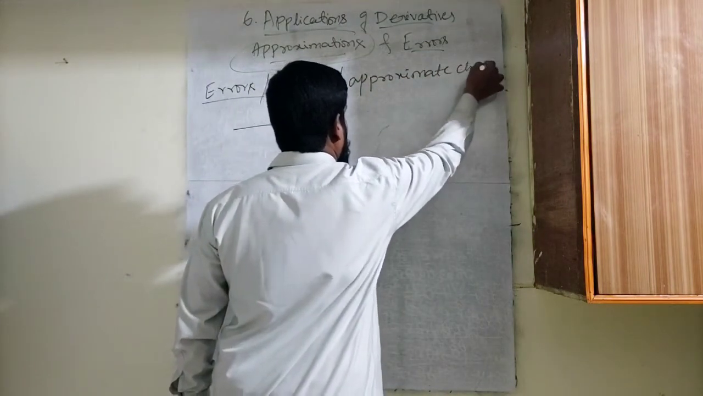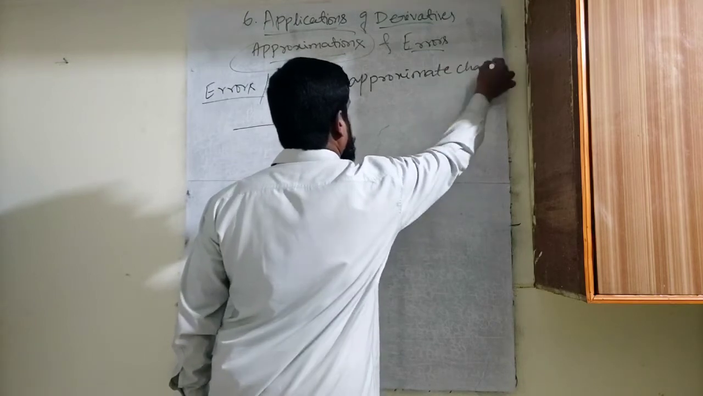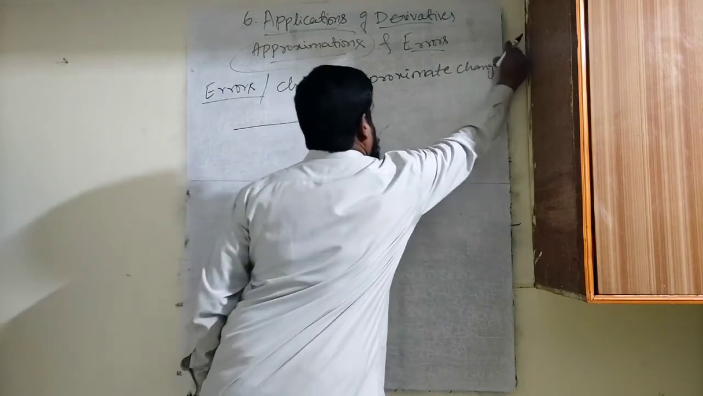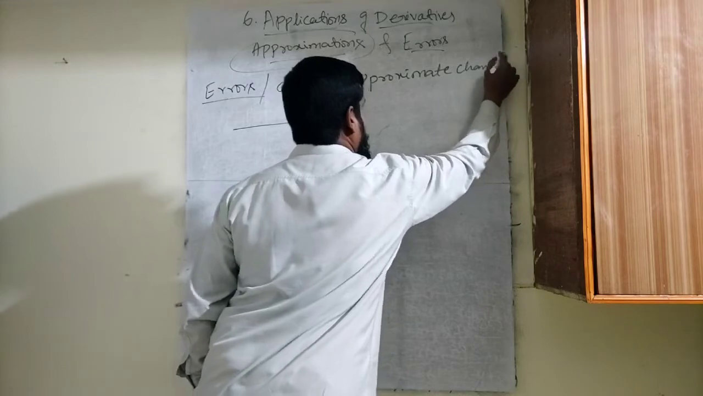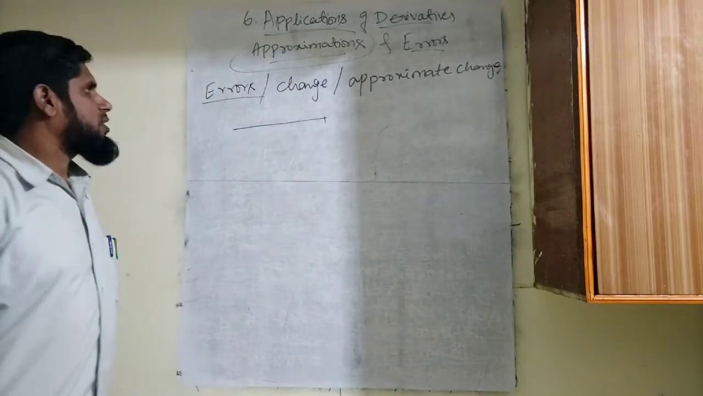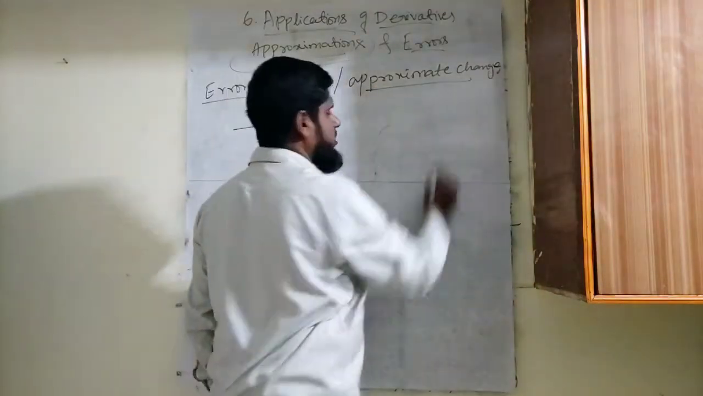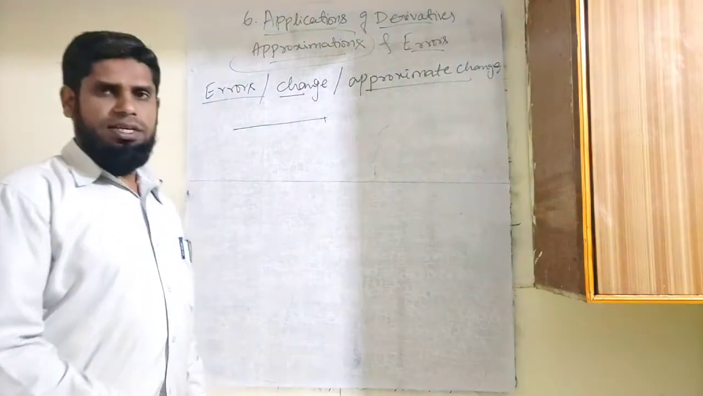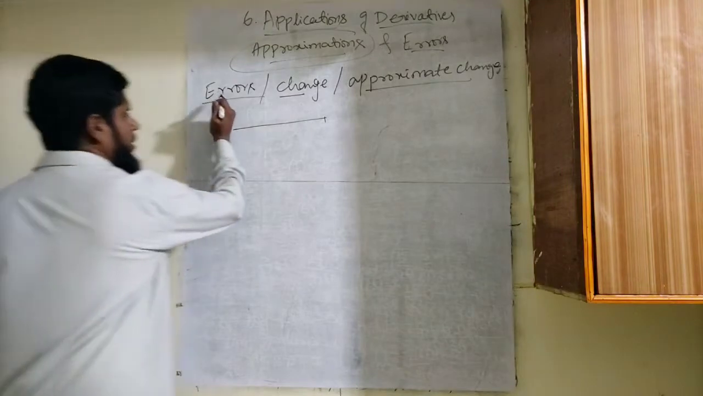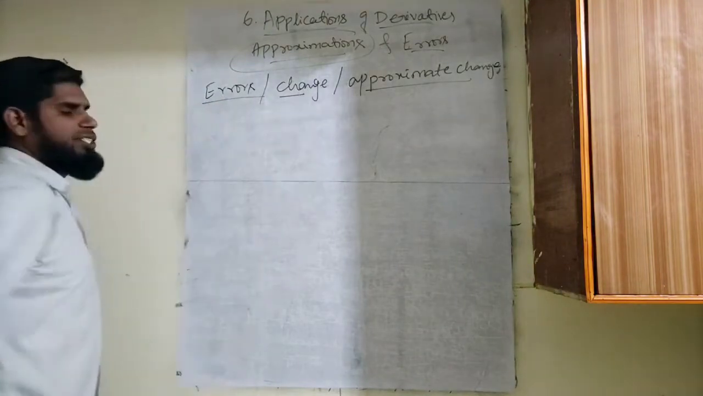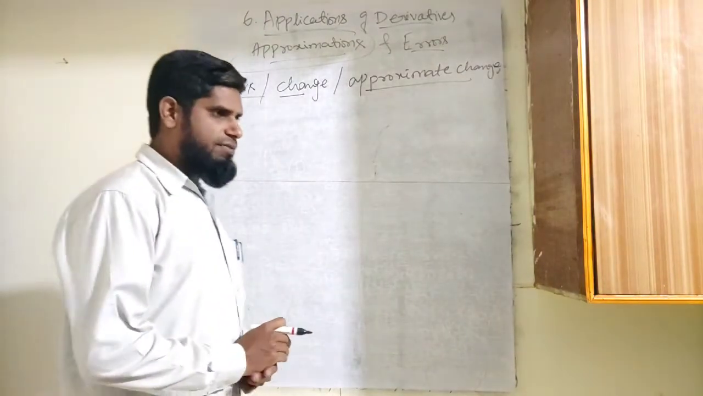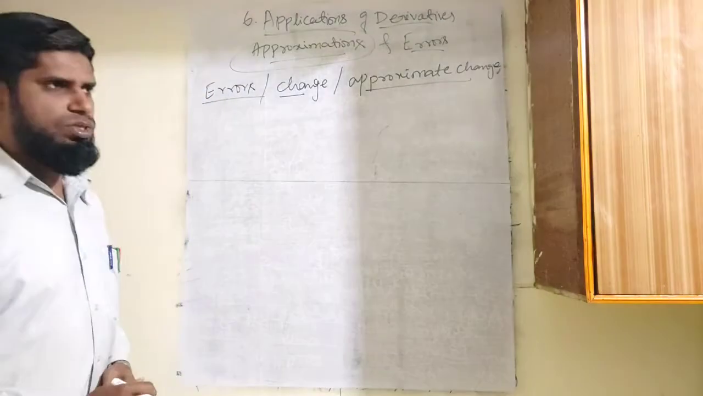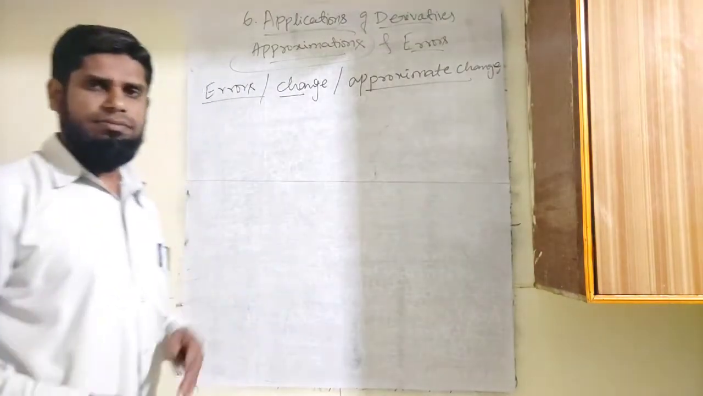Approximate change. These are the other names of errors. Changes. The quantities change. So how will it change? It will change with respect to the other quantity.